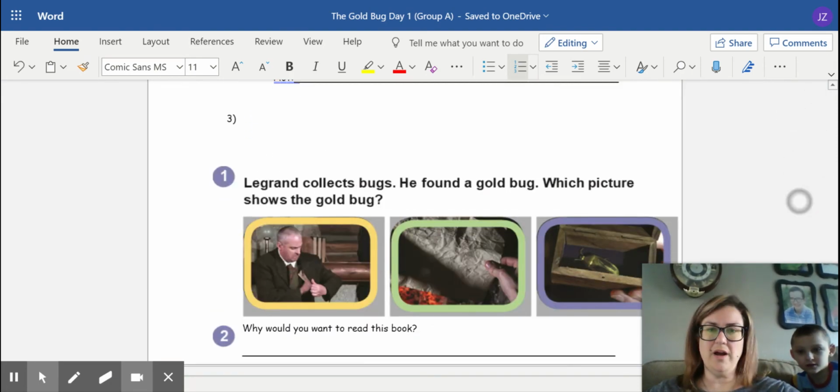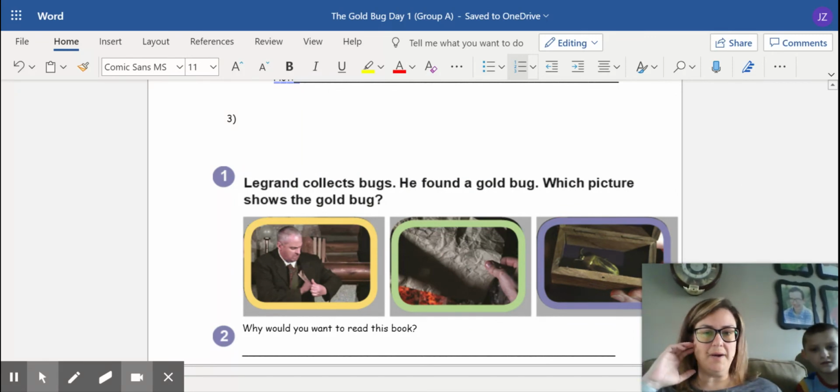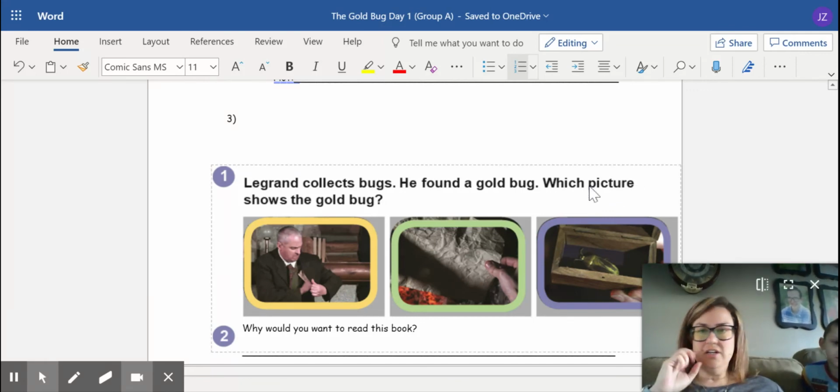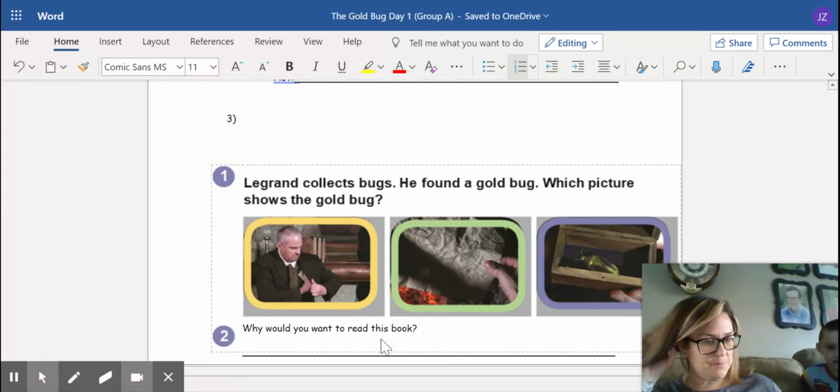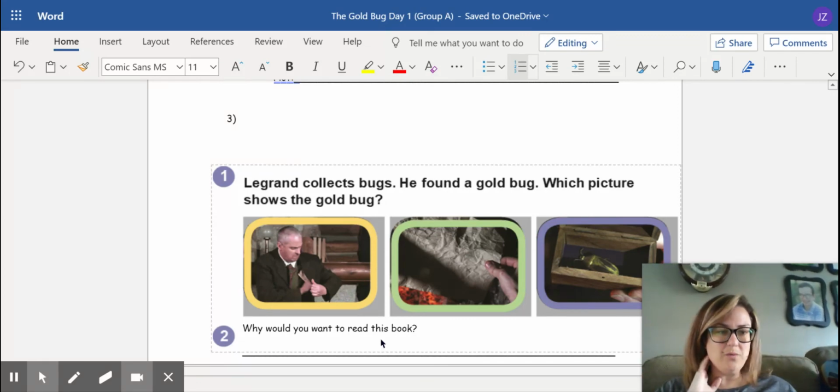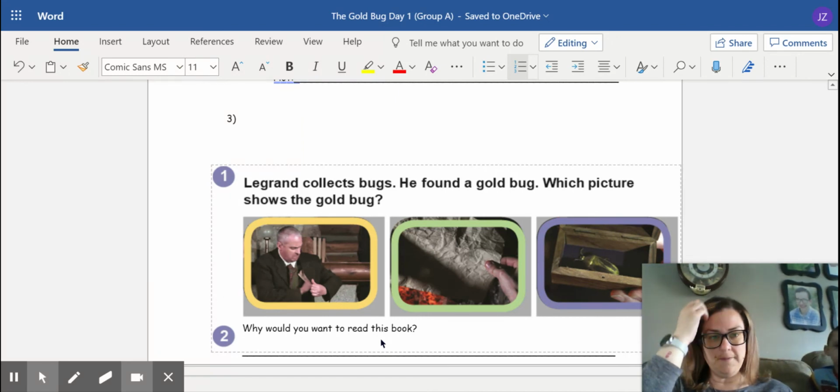I don't know why it got messed up. And the next one says Legrand collects bugs. He found a gold bug. Which picture shows the gold bug? Again, just circle it. And then question 2, why would you want to read this book? So in your own words, why would you want to read this book? Write me a quick sentence.